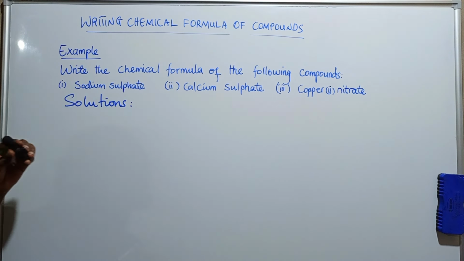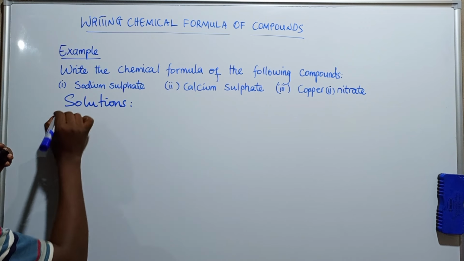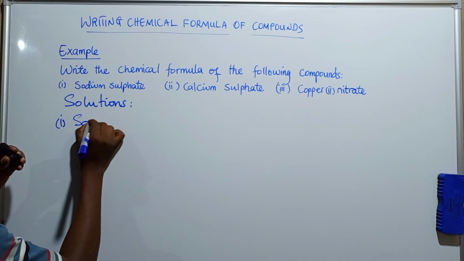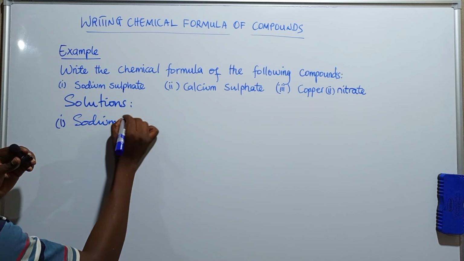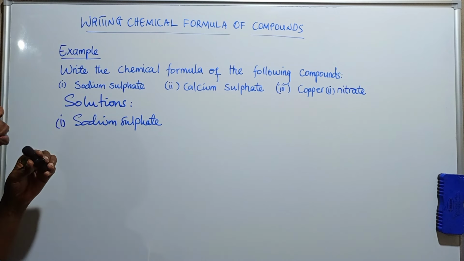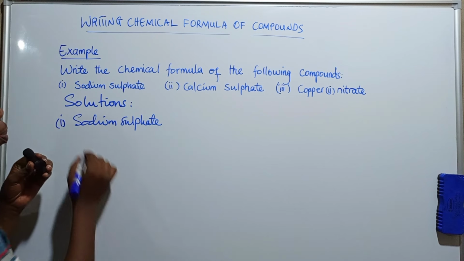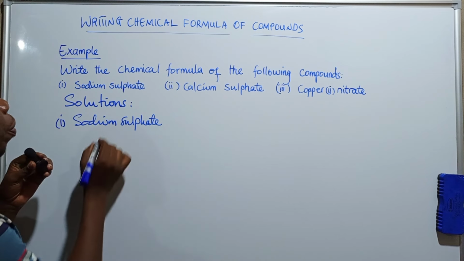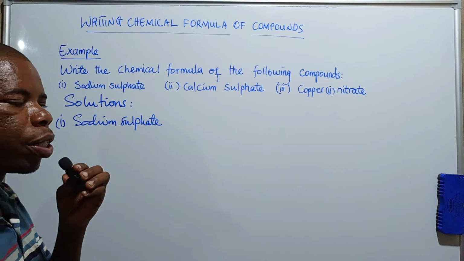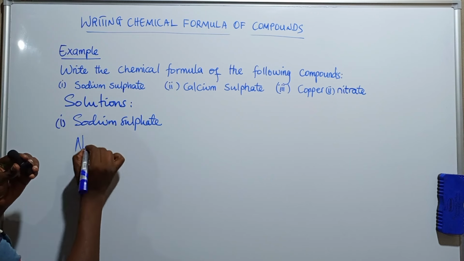So when writing the chemical formula of compounds, we use what we call chemical symbols. Remember, we are writing the chemical formula of sodium sulfate. So we need to write the chemical symbol of sodium. Where do we find the chemical symbol of sodium? It is found on the periodic table, and on the periodic table, sodium is represented by capital N, small letter a.